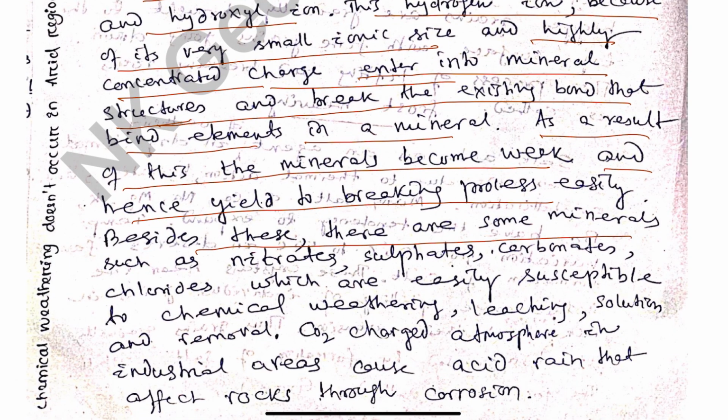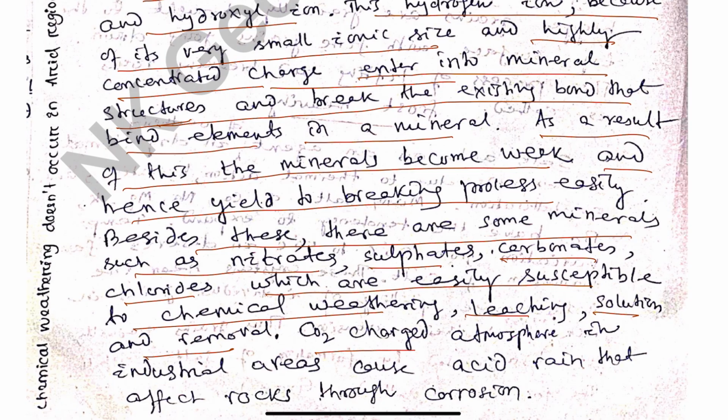Besides these, there are some minerals such as nitrates, sulfates, carbonates. These are weak chlorides which are easily susceptible to chemical weathering, leaching, solution and removal because they are weak rocks. Carbon dioxide charged atmosphere in the industrial areas causes acid rain that affects the rocks through corrosion or chemical weathering, corrosion or by solution.